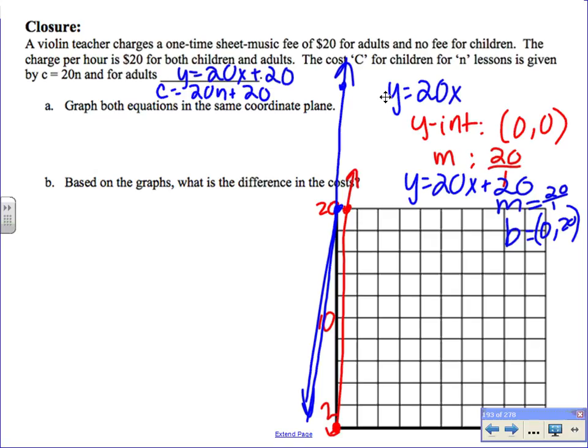How can you figure that out from just looking at those two equations? If I have y equals 20x and y equals 20x plus 20, how can I figure that out? Jackie? Their slopes are the same, but what about b? Right, so the slopes are the same, but b is different. So based on this, what is the difference of the costs? If I have the same slope, but I have a different y-intercept, relate that to this scenario for me, Steve.